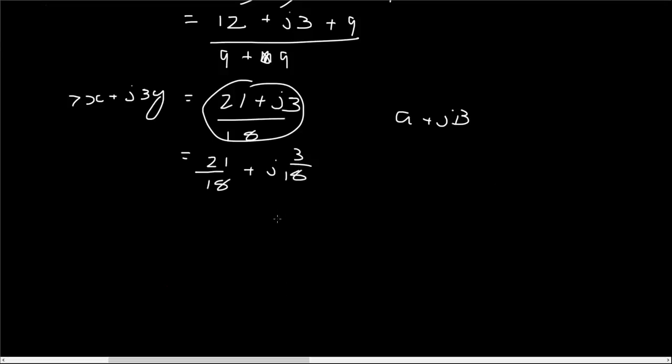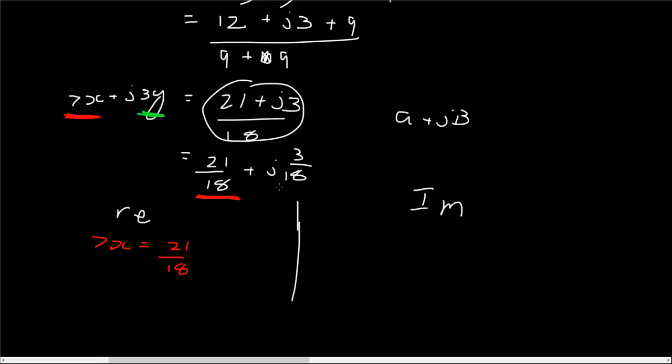Okay? And now we can separate into real and imaginary parts. Okay? So let's do that. The real part is the stuff without the j's. So the real part is, on the left we have 7x, and on the right we have 21 over 18. So 7x equals 21 over 18, and on the right we've got j3y is equal to j3 over 18. But we already know it's the imaginary part, so we can ditch the j's, and we have 3y is equal to 3 over 18. Easy stuff.